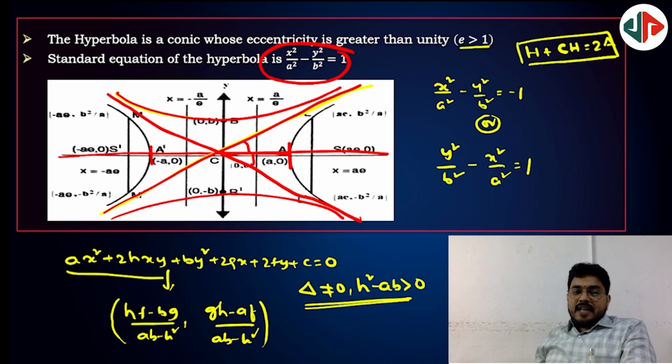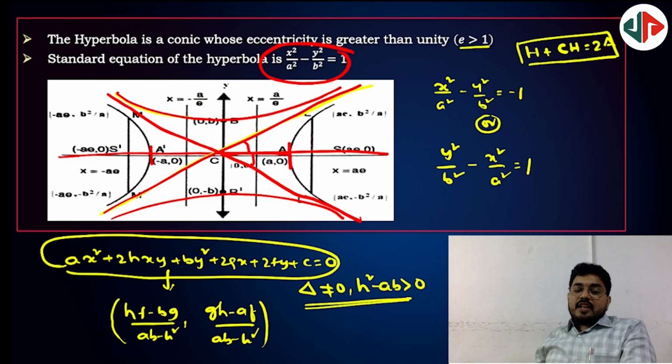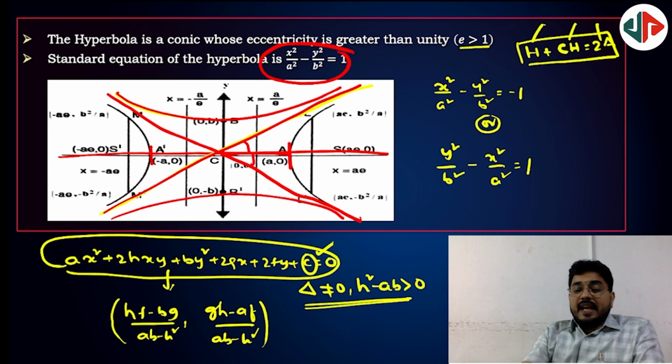So if this is the hyperbola, its conjugate hyperbola will remain the same. Instead of c, you will get some other constant, and the asymptotes also differ from it only by a constant. So hyperbola plus conjugate hyperbola is equal to 2 times the asymptotes.